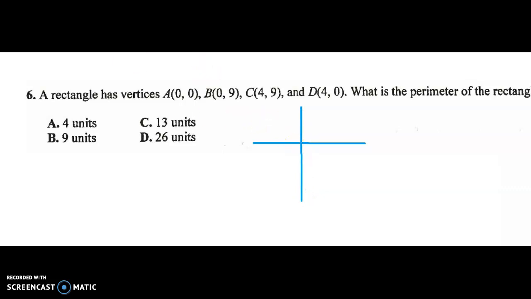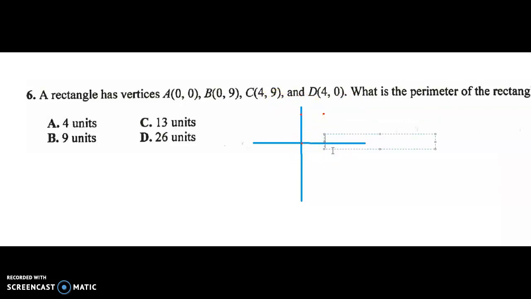So I have 0, 0. So that's the first one, right? So I'm going to put a dot here. Right, and then I have 0, 9. That means I'm not moving to the left or right. I'm going up to the 9 spot. And this just helps me kind of visualize it a little bit. Then I have 4, 9, so I'm going to go to the right 4 and then up 9. I'm just estimating right now, guys, which you can kind of do. And then 4 and 0.